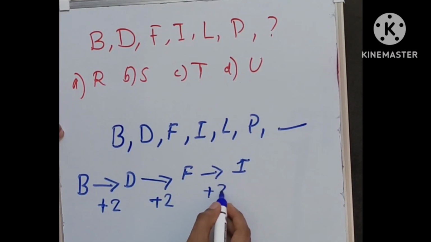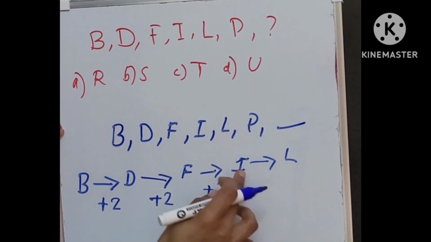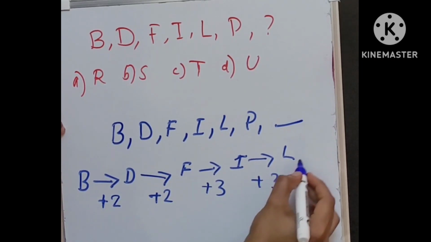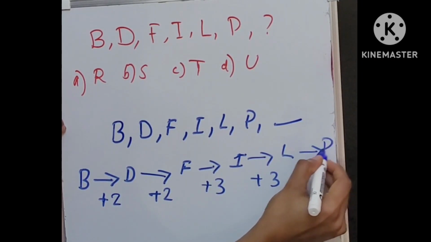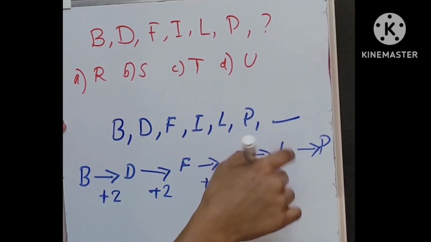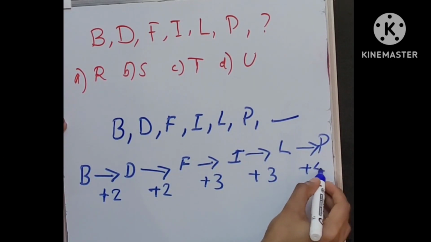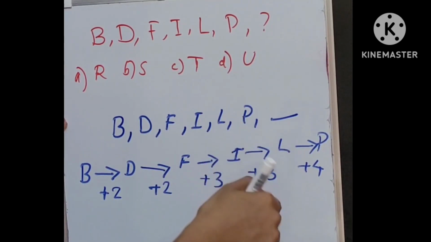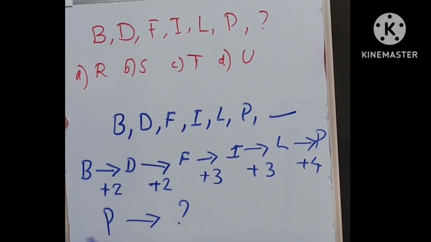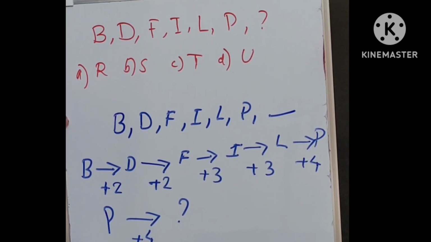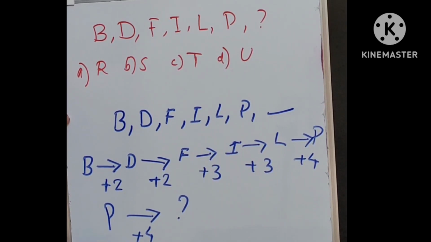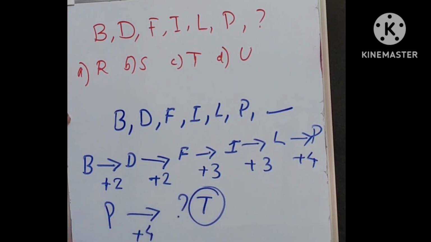So plus 3. Next L. I, J, K, L. Here also plus 3. Next L to P. L, M, N, O, P. It's plus 4. So the next is P to the missing alphabet, plus 4. P, Q, R, S, T. So the missing alphabet is T.